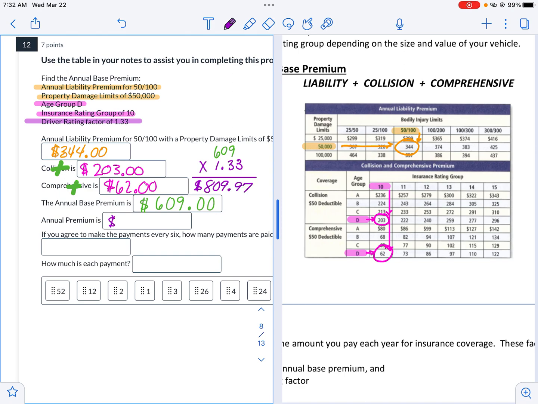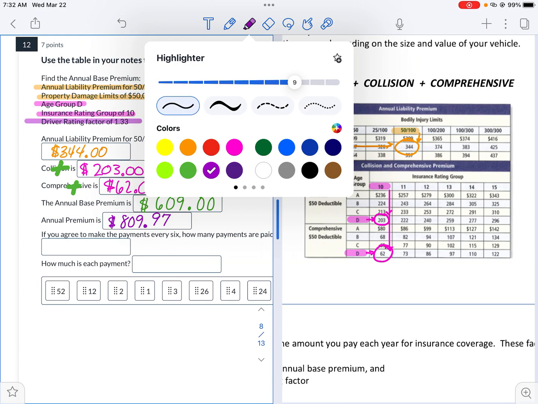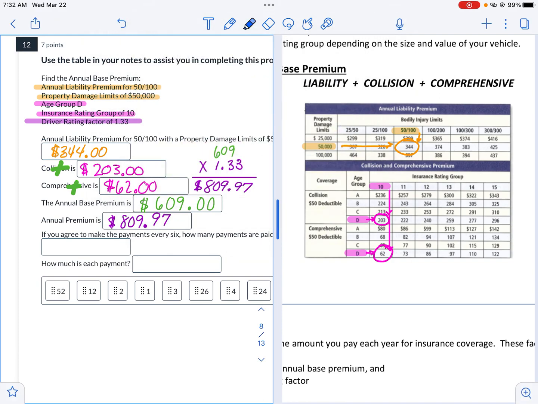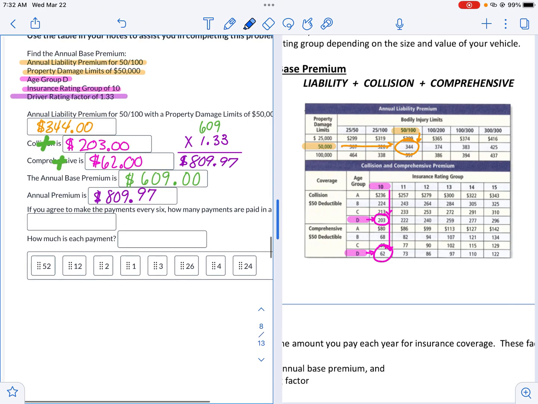$809.97. Okay, how often are we going to make our car insurance payment? You agree to make the payment every... I think that is supposed to be, you agree to make a payment every 6 months. I think the word months is supposed to be in there. Every 6 months.